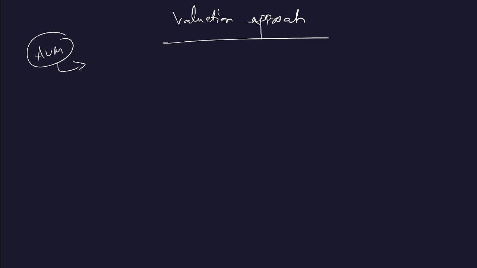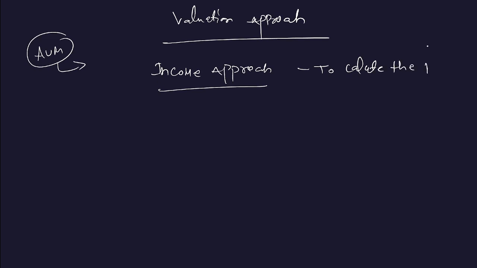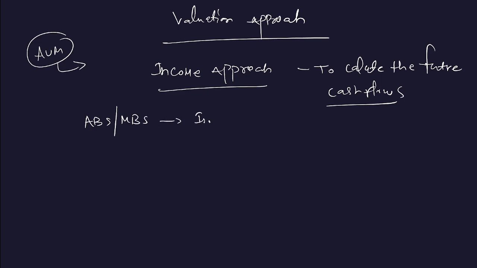And what are the different approaches? You can write it down as well if you want. Income approach. So what is the income approach? To calculate future cash flows, for example, for an ABS, interest payments that are received periodically, right? Current securities.